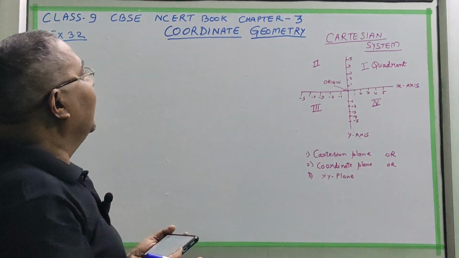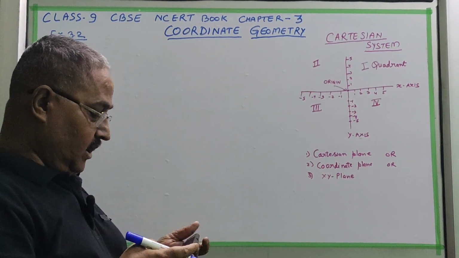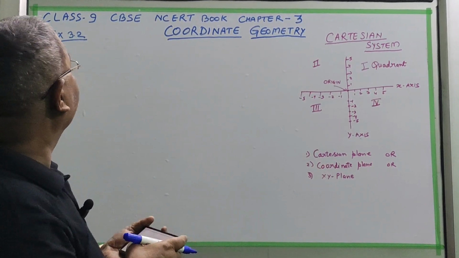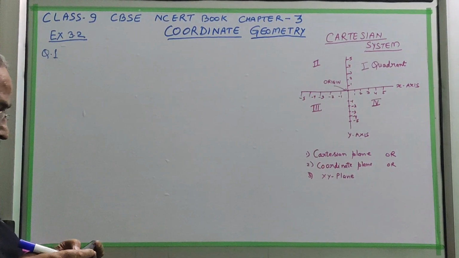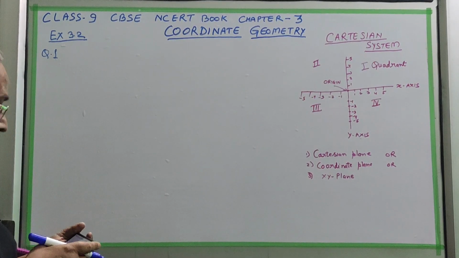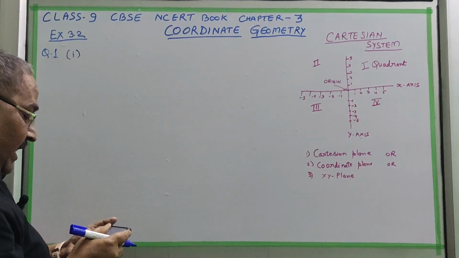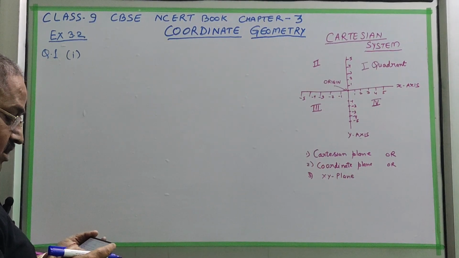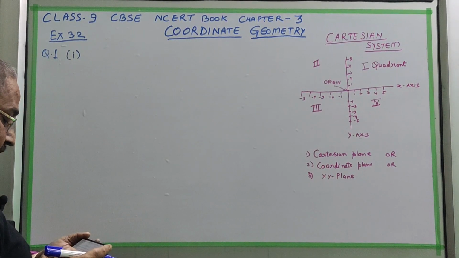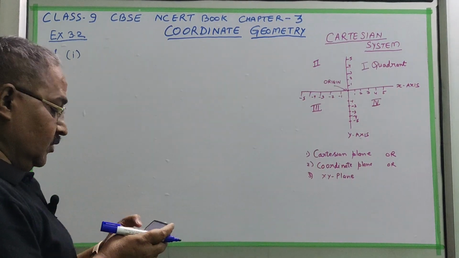So today we are covering chapter 3, coordinate geometry. In coordinate geometry exercise 3.2, question number 1 we are going to attempt. Sub question 1: What is the name of the horizontal and vertical lines drawn to determine the position of any point in the Cartesian plane?